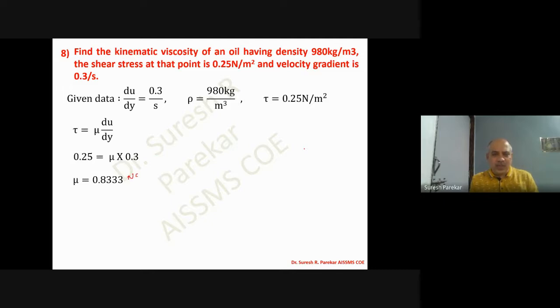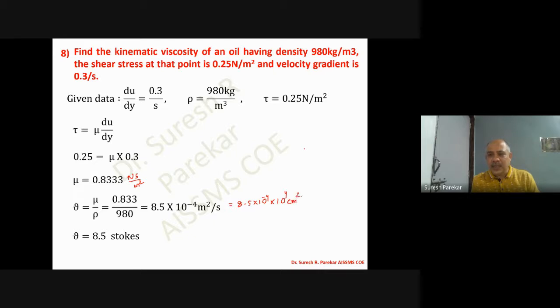This is most important. We should remember these units, or we should be in a position to derive these units. Then we have the simple formula nu is equal to mu by rho. Rho is given, so substitute these values. You will get 8.4 into 10 raised to minus 4 meter square per second. If we convert meter square into centimeter square, we have 8.4 into 10 raised to minus 4 into 10 raised to 4 centimeter square per second. And centimeter square per second is known as Stokes. From this, we get 8.5 Stokes.